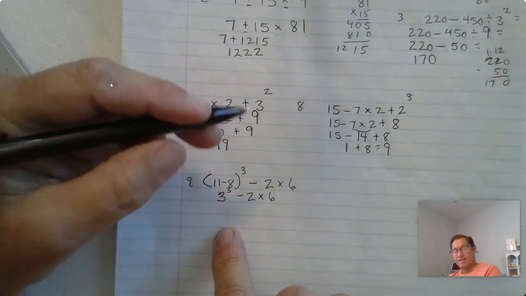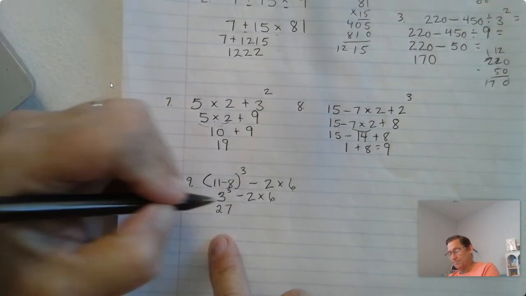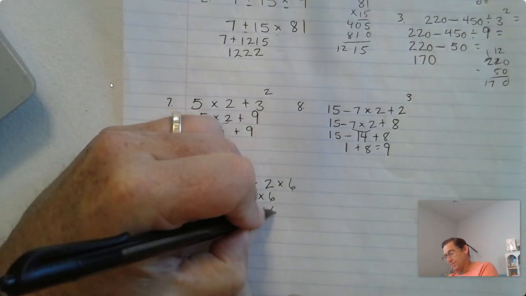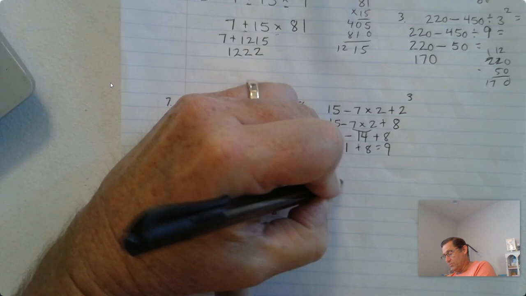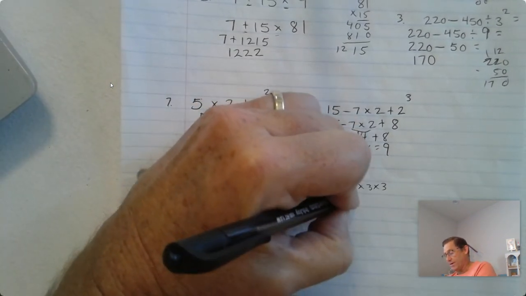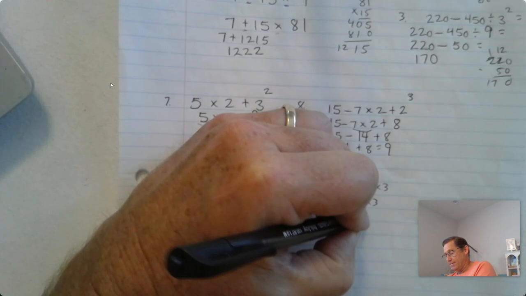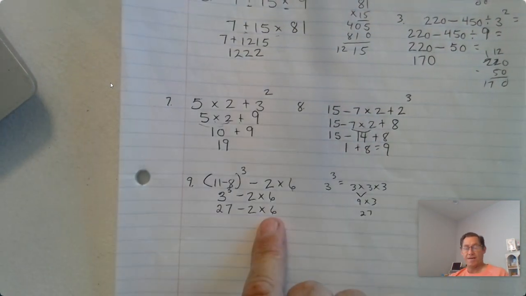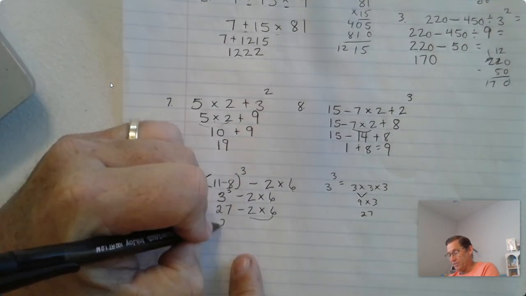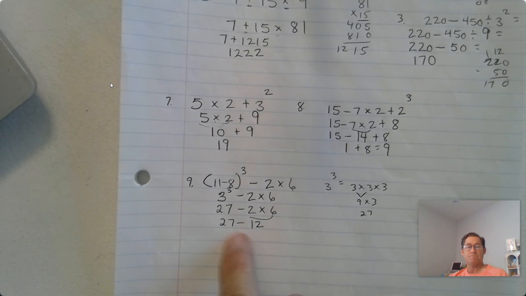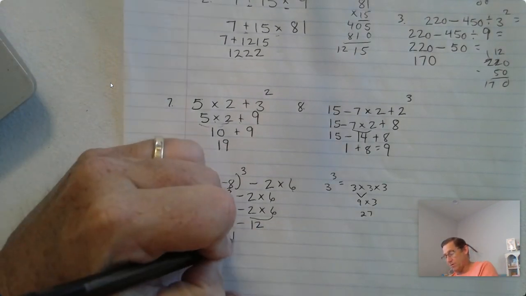3 times 3 times 3 is 27 minus 2 times 6. Let me remind you, 3 to the third means 3 times 3 times 3. Okay, and 9 times 3 is 27. All right, so we have subtraction and multiplication. Next, we're going to do multiplication. So 27 minus 2 times 6. 2 times 6 is 12. 27 minus 12, 15.